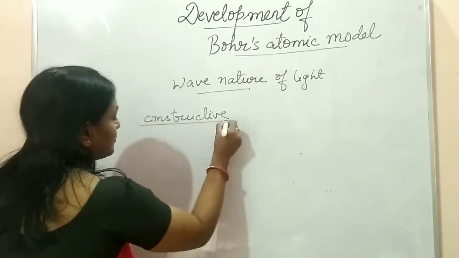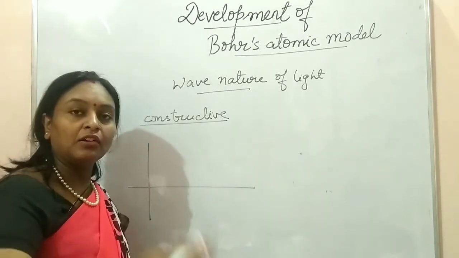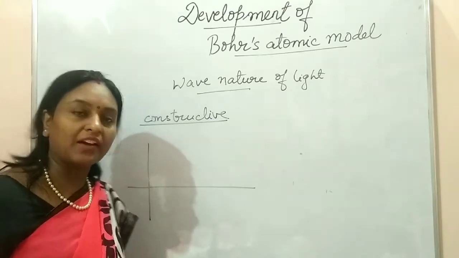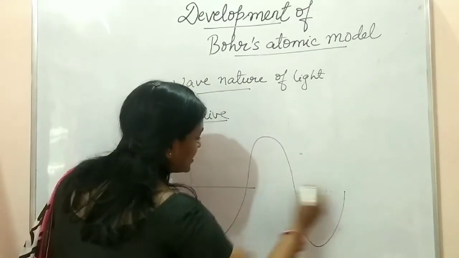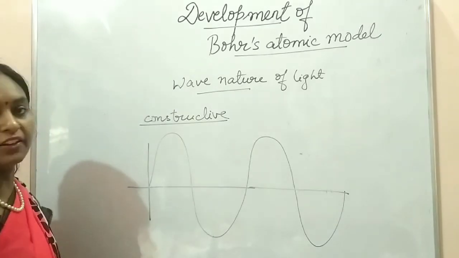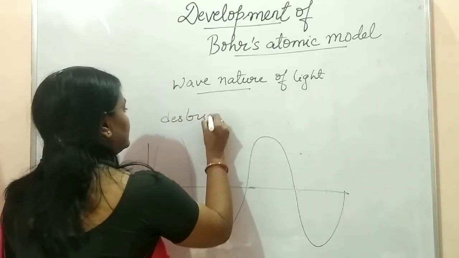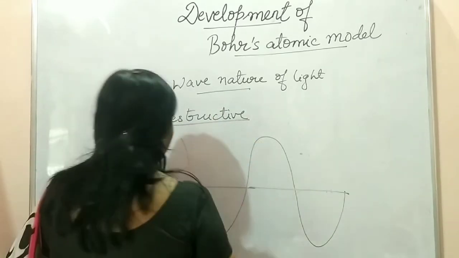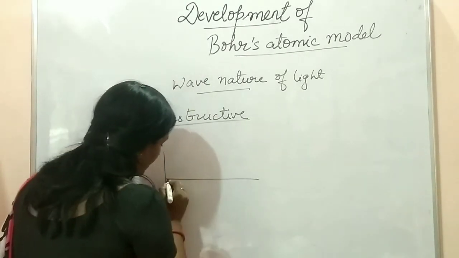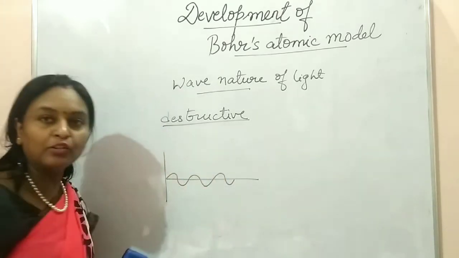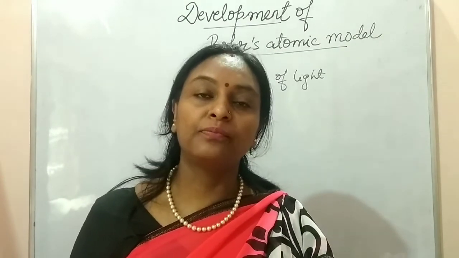In constructive interference, the superposition of the two waves takes place in such a way that crest superimposes with crest and trough superimposes with trough. Then the amplitude of the resultant wave increases, and this is known as constructive interference. But if the opposite happens, it is known as destructive interference. In destructive interference, the amplitude of the resultant wave decreases, because crest has superimposed with trough of the other.